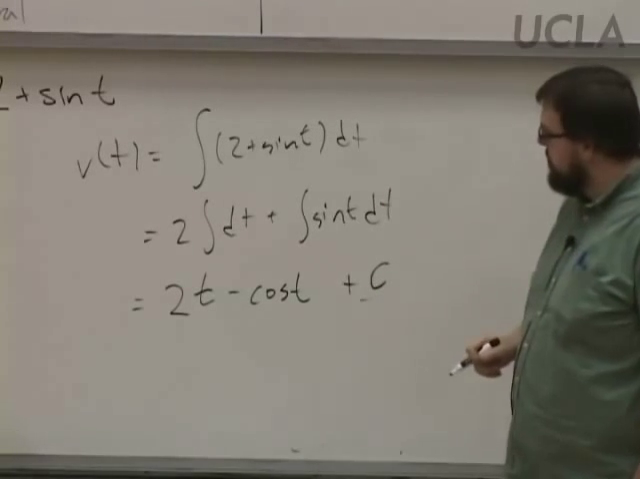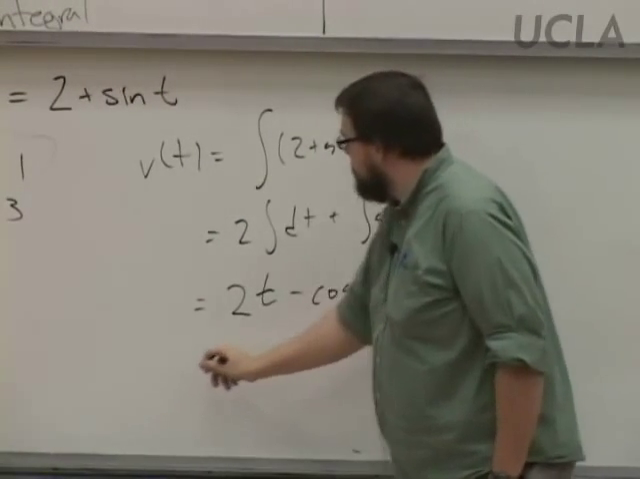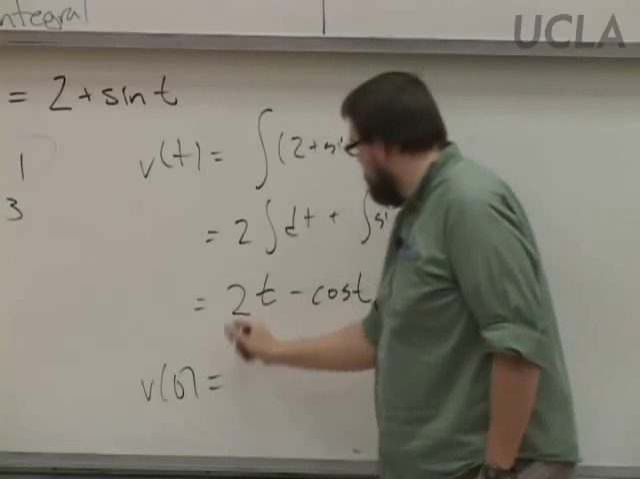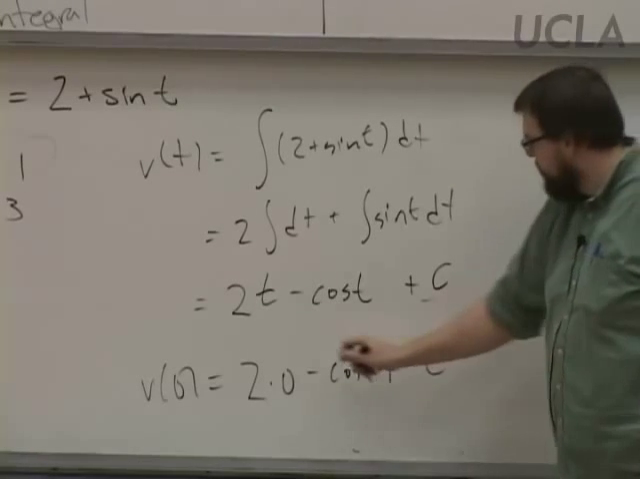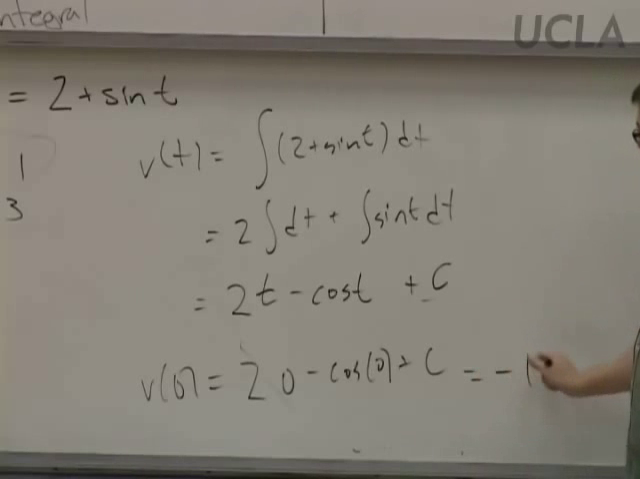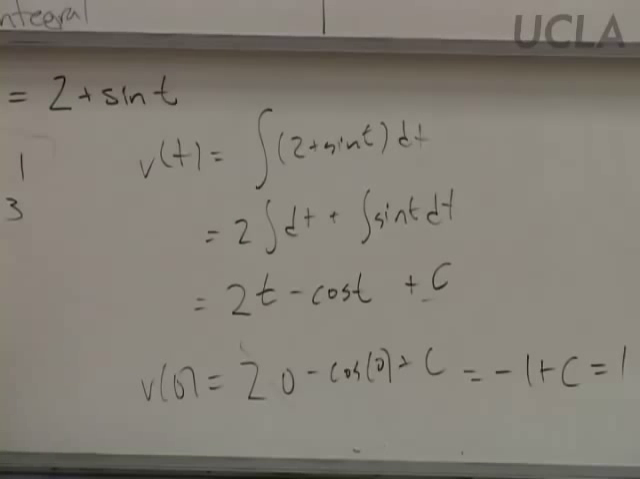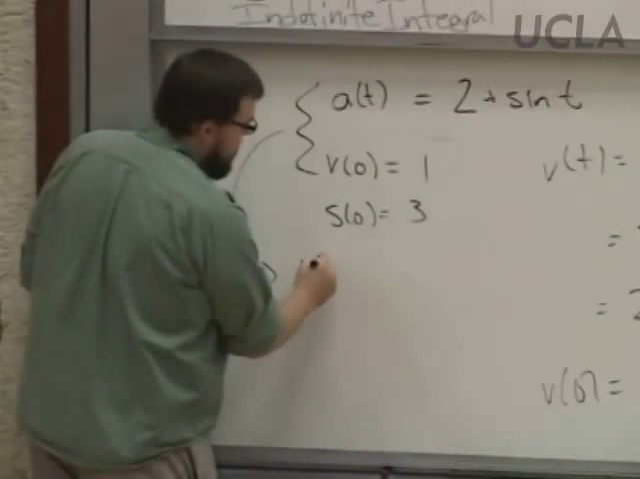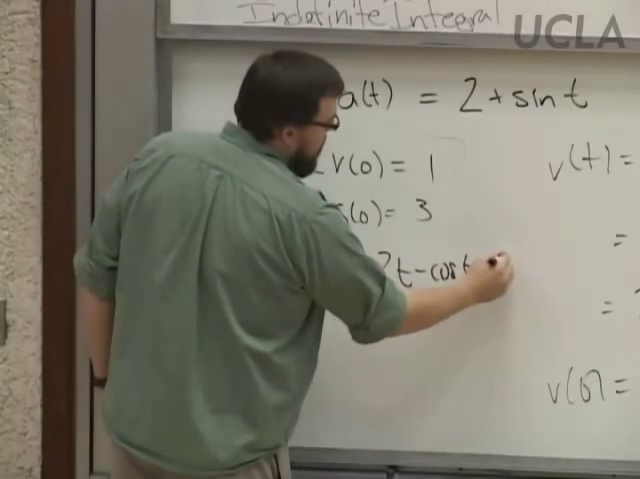How do you find c? Well, we plug in what we know, which is something at 0. So in particular, we know that v of 0, according to this, is 2 times 0 minus cosine of 0 plus c. Of course, 2 times 0 is 0. So this is negative 1 plus c. And that should equal positive 1. So what can we conclude about c? c is 2. Okay, so now I had my acceleration, and I took my acceleration plus this initial condition about velocity to find that velocity at time t is 2t minus cosine of t plus 2.